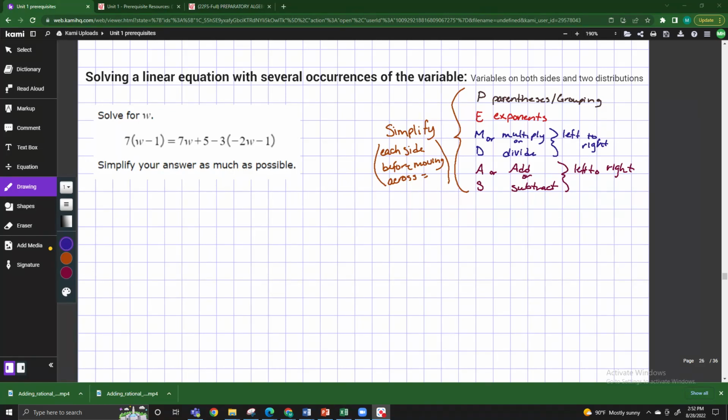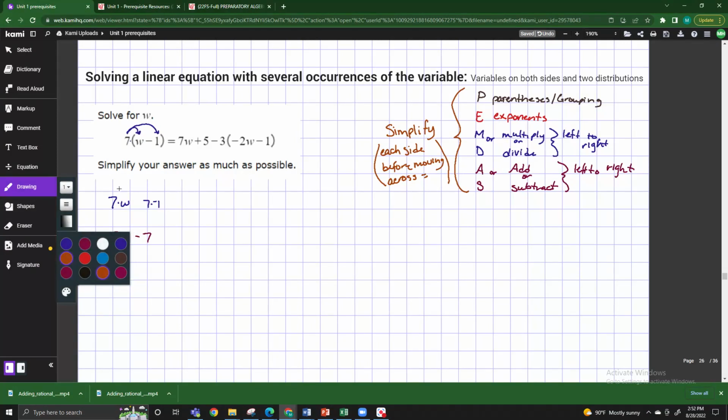So we're going to simplify each side first, one side at a time, keeping track of where our equal sign is. The first thing we're going to do is there is a multiplication between that 7 and those parentheses. So we're going to multiply the 7 to everything inside that parentheses. 7 times W is 7W. And then distribute again. 7 times -1 is -7. So this side, when I have that done, is 7W minus 7. That is all I can do on that side of the equation.